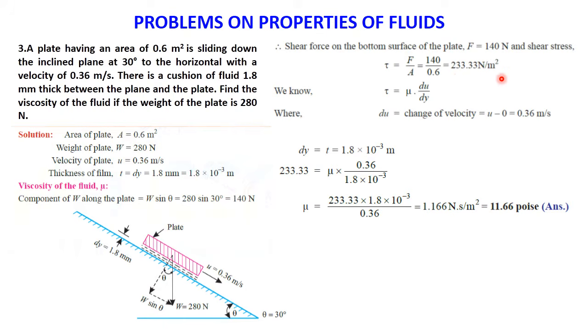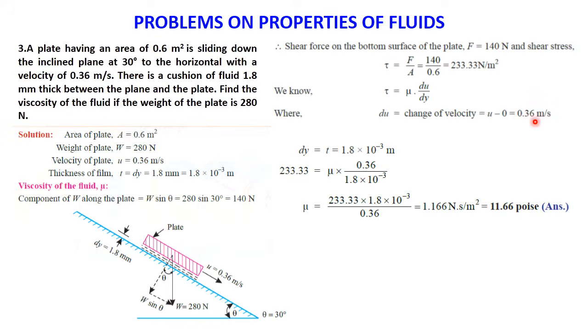So force is 140, area is 0.6, so we get tau is equal to 233.33 Newton per meter square. The actual value we have to find is the coefficient of viscosity, that is the value of mu. Now we have found the value of tau. This is Newton's law of viscosity formula: tau is equal to mu du by dy.